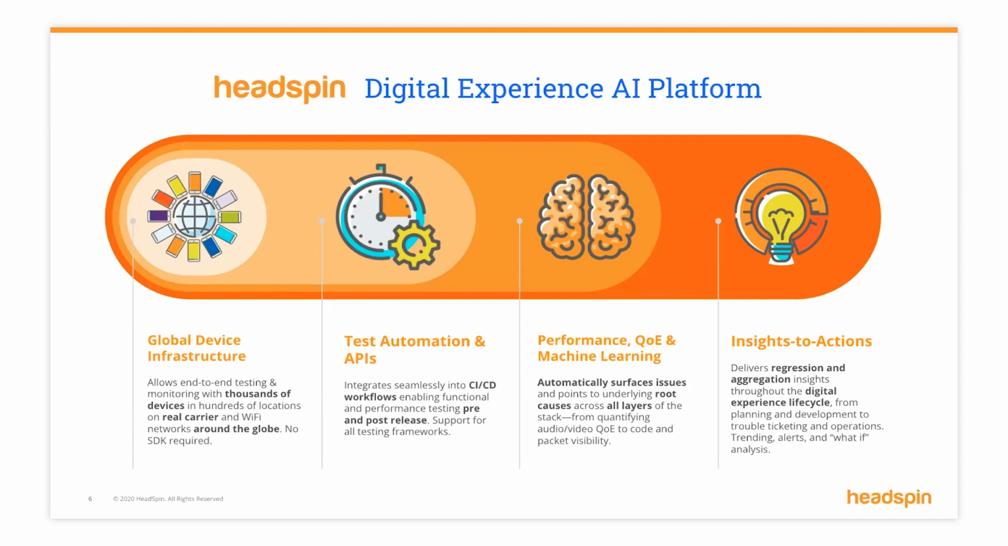And then finally, we have insights to actions. So this is where HeadSpin really separates itself from other device farms where you typically only get a pass-fail grade on your tests. We're able to deliver deep regression and aggregation insights throughout the digital lifecycle. So over time, your organization can build your regression intelligence using real analysis and metadata from the sessions that you run on the devices that you choose to run them on.